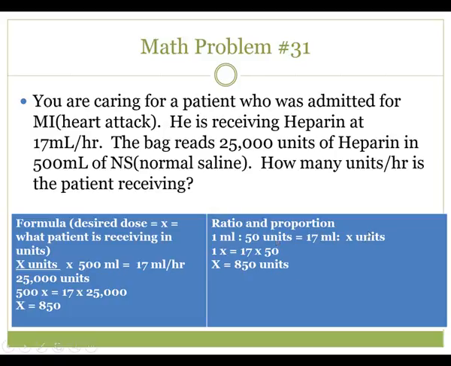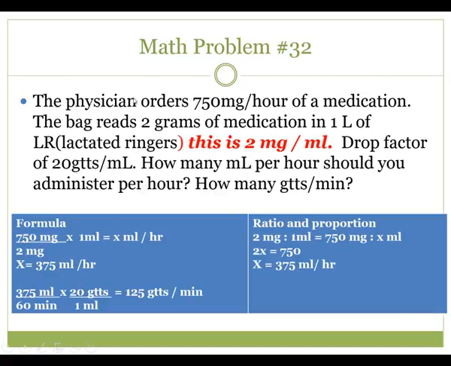So you solve for that, and this 17 mils an hour that we're giving him is 850 units, because 1 mil is 50 units, but we're giving him 17. So that 17 mils that we're giving him in an hour is 850 units that we're giving him in an hour. You really can solve everything with ratio and proportion, as much as I don't know that I really like it. You can do it.